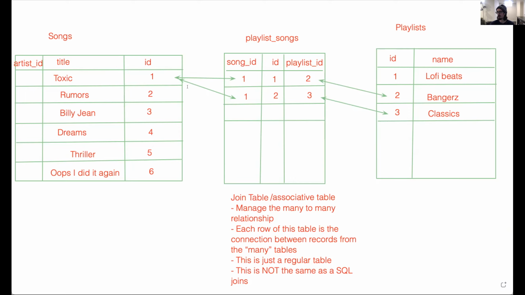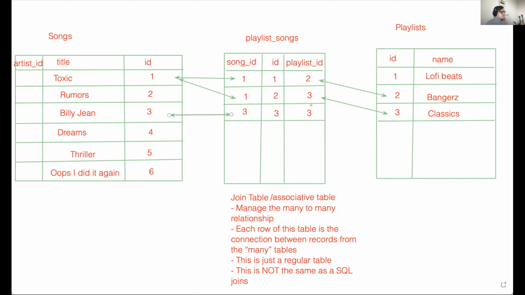Can I get a volunteer? How would I associate Billie Jean with the Classics playlist? Will. You're going to take Billie Jean's ID of 3 and put it in the song ID column on playlist songs. Then the ID, I guess, would be 3 since that's going to be sequential. And then the playlist ID, you want to put it on Classics, right? So it's just going to be 3 on the playlist ID column. Exactly. So we've got 3s across the board.